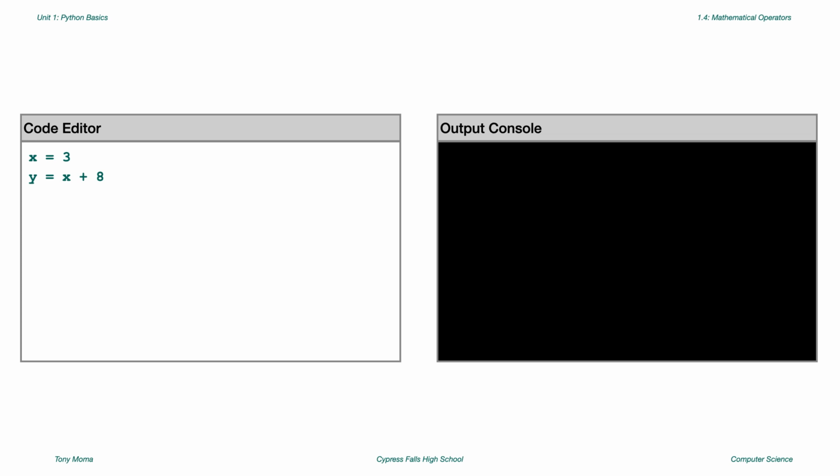Here in this problem, I set x equal to 3. Then I set y equal to the sum of x and 8. Or in other words, I set y equal to the sum of the value stored inside x plus 8. Since 3 is a value stored inside x, y will be set equal to 3 plus 8. Thus, when I print y out, I get 11.